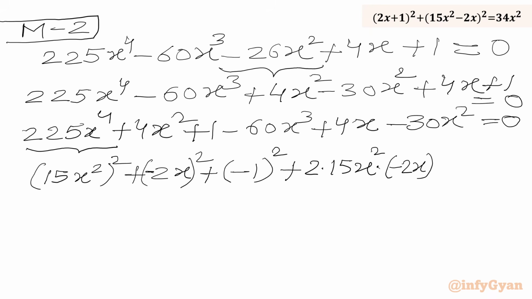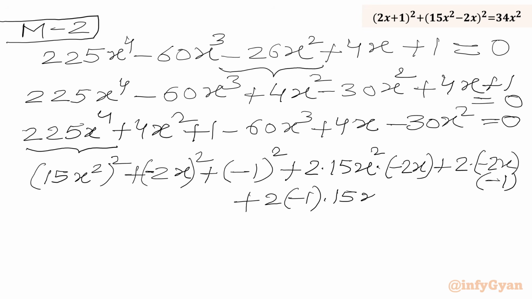X square times x is x cube. Then we have 4x term, which will be writing plus 2 times minus 2x times minus 1. Product would be plus 4x. Then we will write 2 times minus 1 times 15x square for minus 30x square equal to 0.